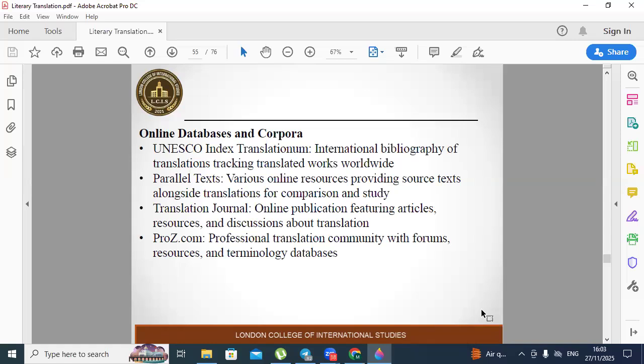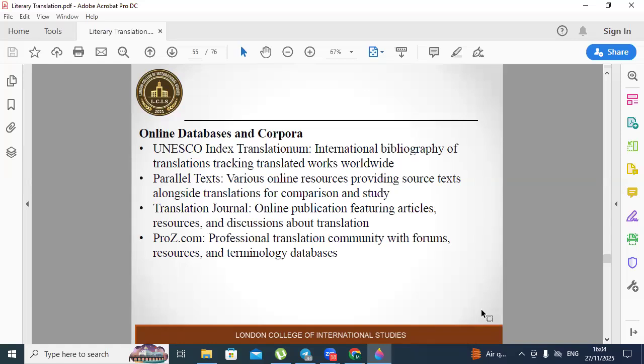UNESCO Index Translationum, international bibliography of translations tracking translated works worldwide, parallel texts, various online resources providing source texts alongside translations for comparison and study, Translation Journal, online publication featuring articles, resources, and discussions about translation, ProZ.com, professional translation community with forums, resources, and terminology databases.